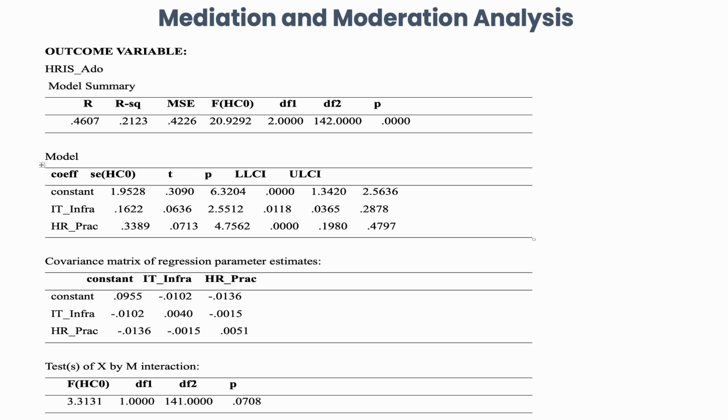Now, the covariance matrix shows the covariances and the variances of the regression coefficients for the constant term, IT infra and HR practice. Additionally, there is a test of interaction between X, which is IT infra, and M, which is HR practice. The full test result suggests that the interaction effect is not statistically significant because the p value is 0.0708. So with that, I have reached the end of my presentation.